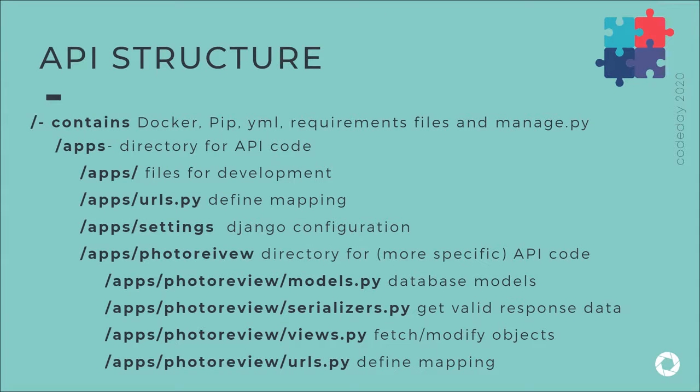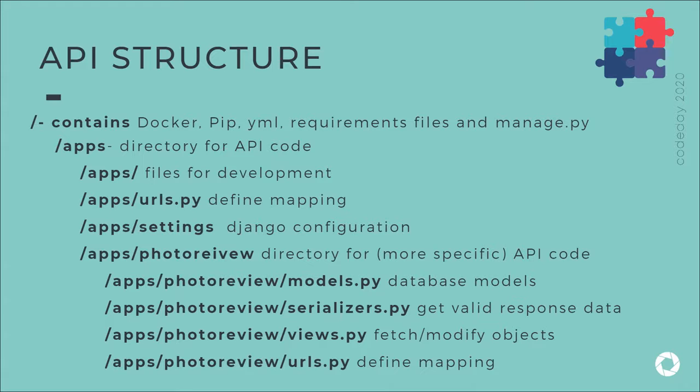For the API structure, we start off in the main directory. This directory contains the Dockerfile, the Pipfiles, the YML files, the requirements files, and the manage.py file. The manage.py file is a convenient script that allows users to run administrative tasks that are related to Django. This folder also contains the apps folder, which is our main project folder. This is where we are storing the bulk of our API code.